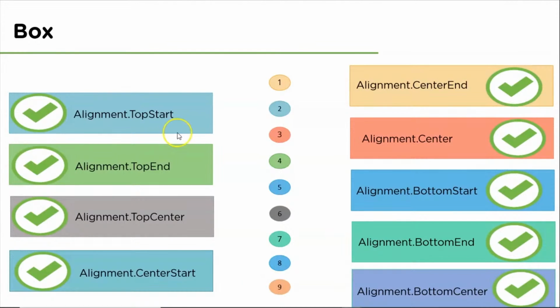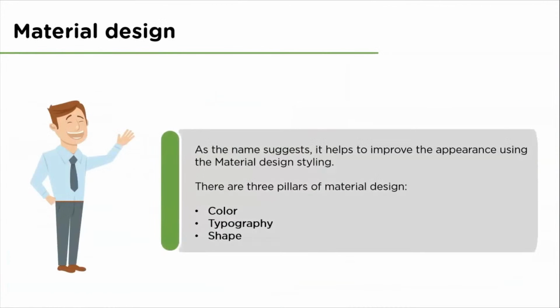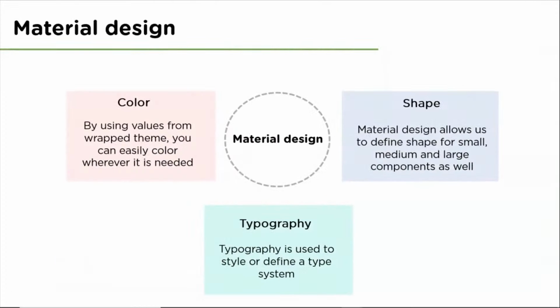Now coming to Material Design. As the name suggests, it helps to improve the appearance using Material Design styling. There are 3 pillars of Material Design, which are color, typography, and shape. First is color. By using values from the wrapped theme, you can easily apply color wherever it is needed.